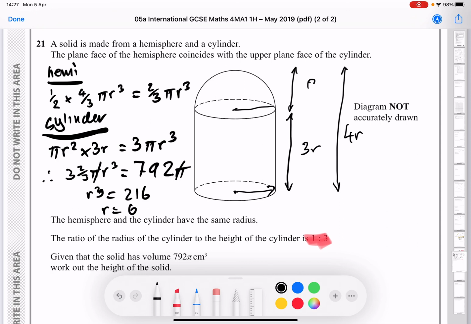Great, well done. We have not yet finished answering the question, because the question says work out the height of the solid. So, going back to the question, the height is 4r. So the height is 24. 6 times 4. So there's our 6, and there's our 4. So 6 times 4, the height is 24.